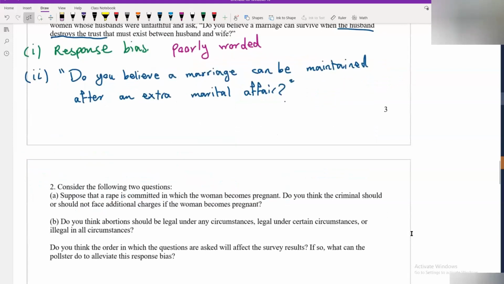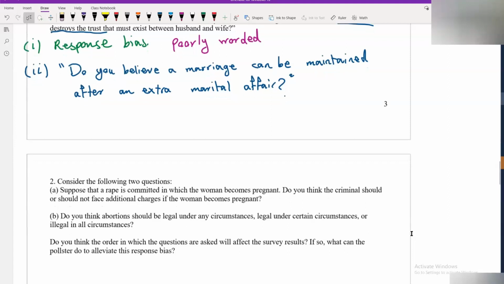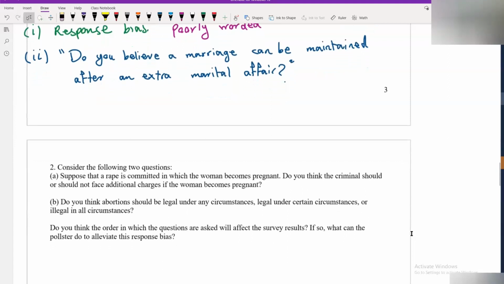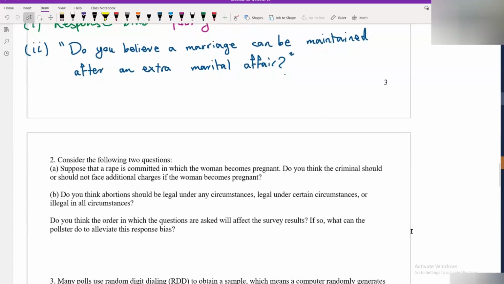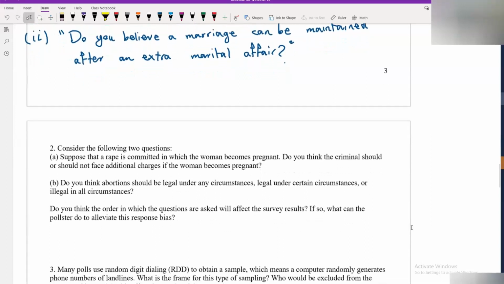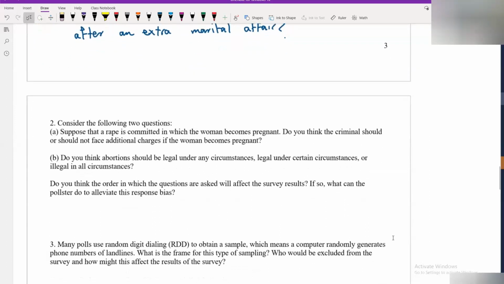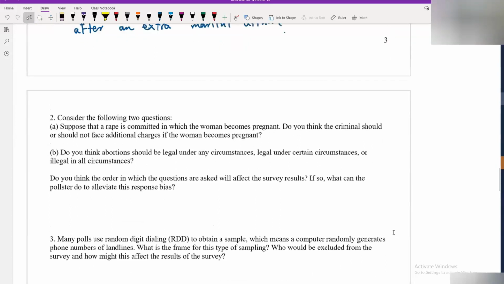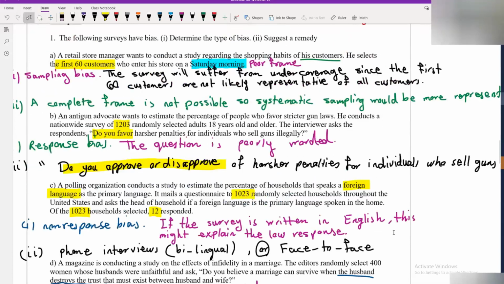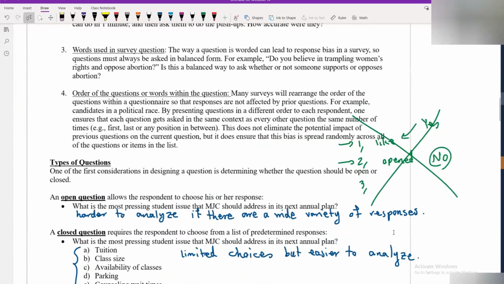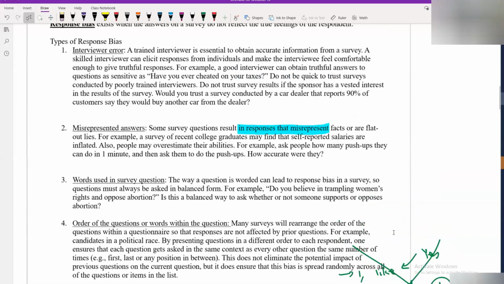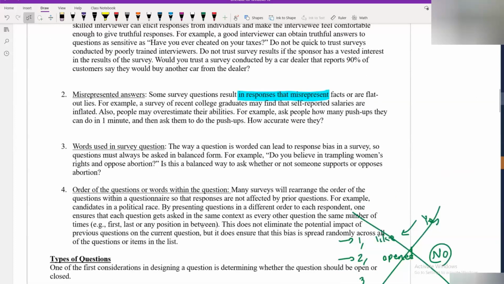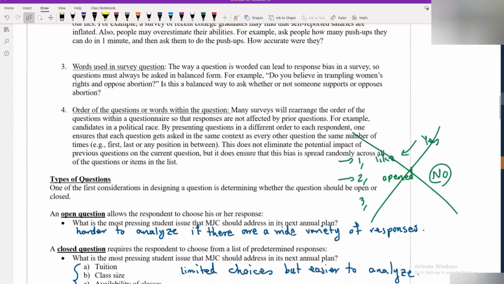Now, next page, consider the following two questions. This one is asking if order matters. So here again, we have response bias, and for response bias, we had all these four. And the one that is on that page is asking if order matters. So it's number 4, if order matters.